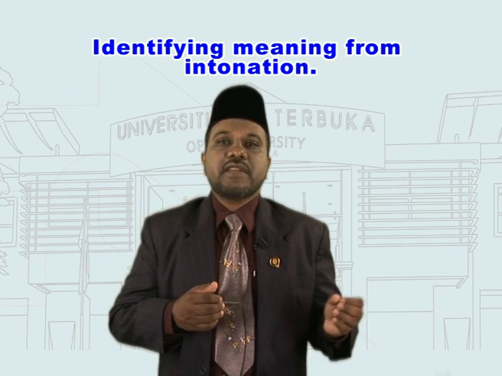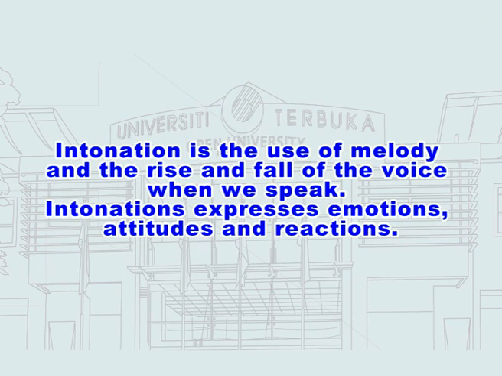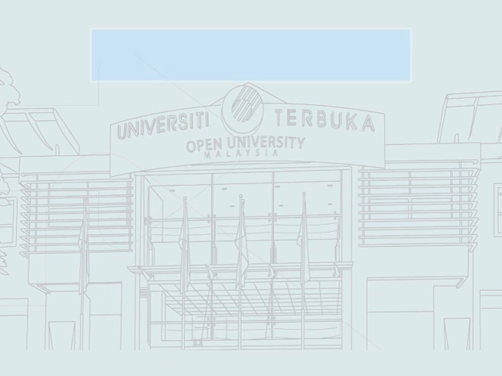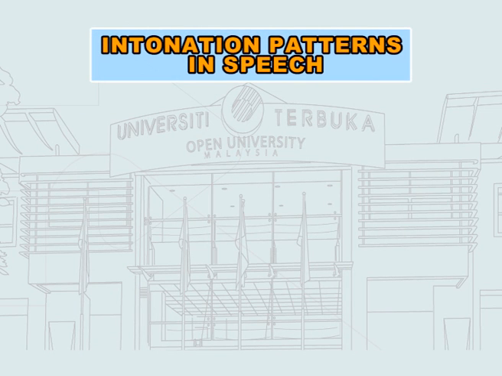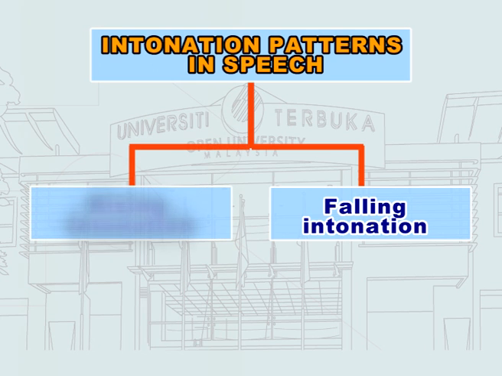All right, everybody. The next point is about identifying meaning from intonation. Before that, what do you think intonation is? Intonation is the use of melody and the rise and fall of the voice when we speak. Intonation expresses emotions, attitudes, and reactions. It is important to observe the intonation of speakers. Basically, there are two intonation patterns in speech. The first one is the falling intonation, and the second, the rising intonation.